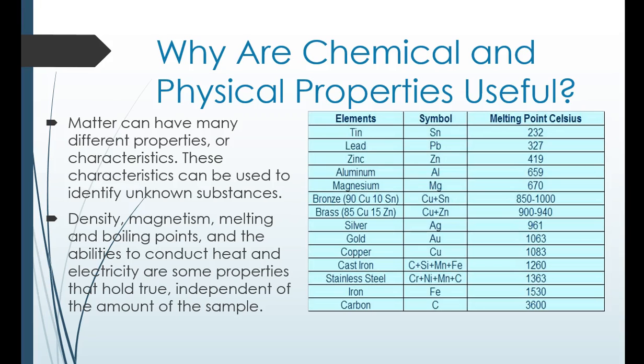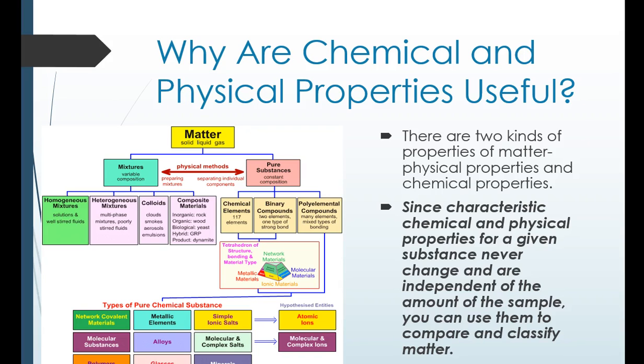Why? It's because matter has different properties or characteristics. These characteristics are unique to that specific substance, just like you have characteristics that are unique to you. So does every single element and substance on the planet. Some of the useful properties that we use are density, that's what we studied last week, magnetism, melting and boiling points, and whether or not the substance can conduct heat and electricity. Those are all great things that we use to identify an element or a substance.